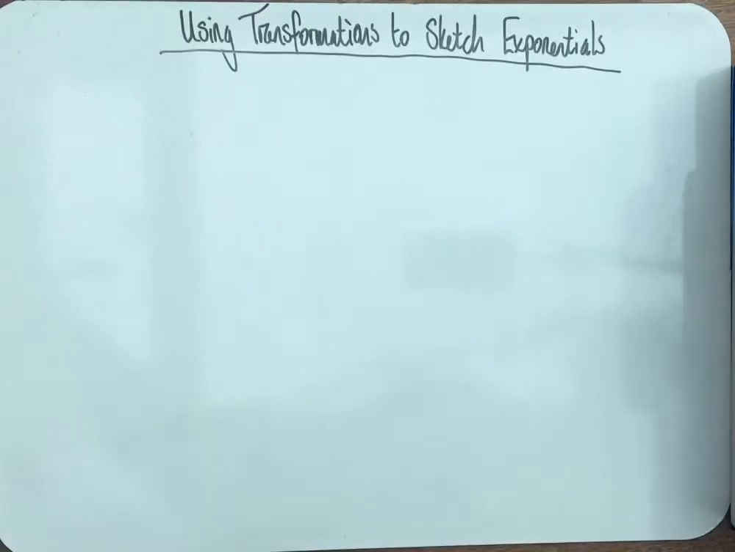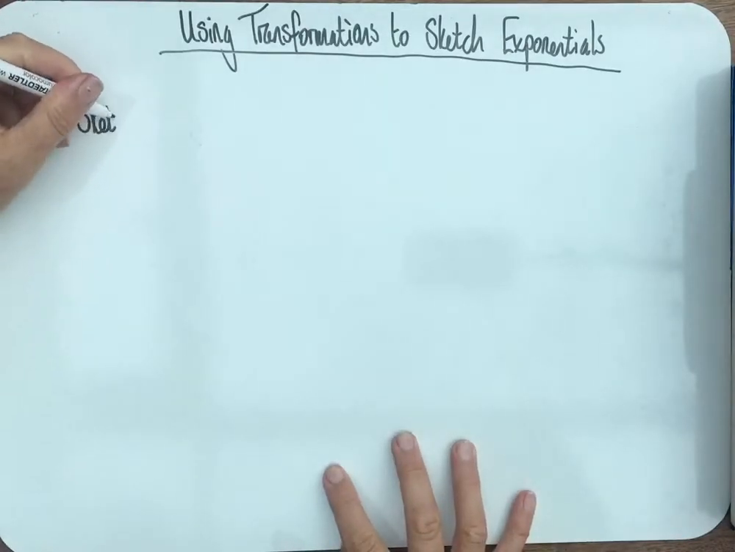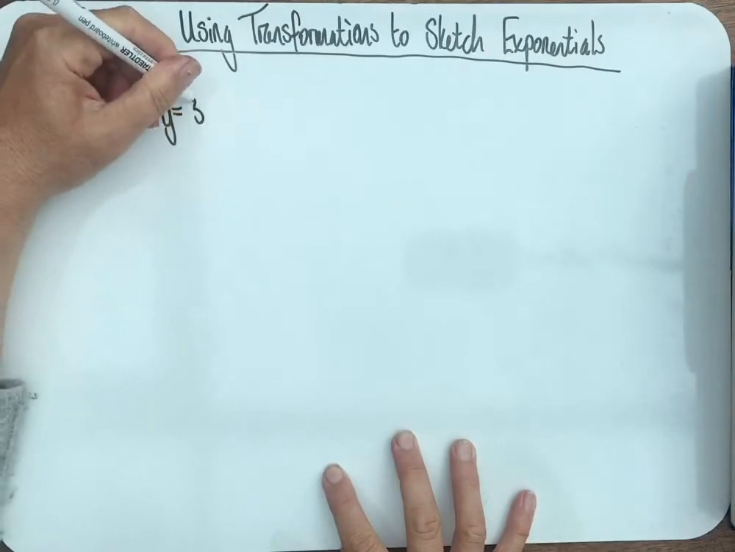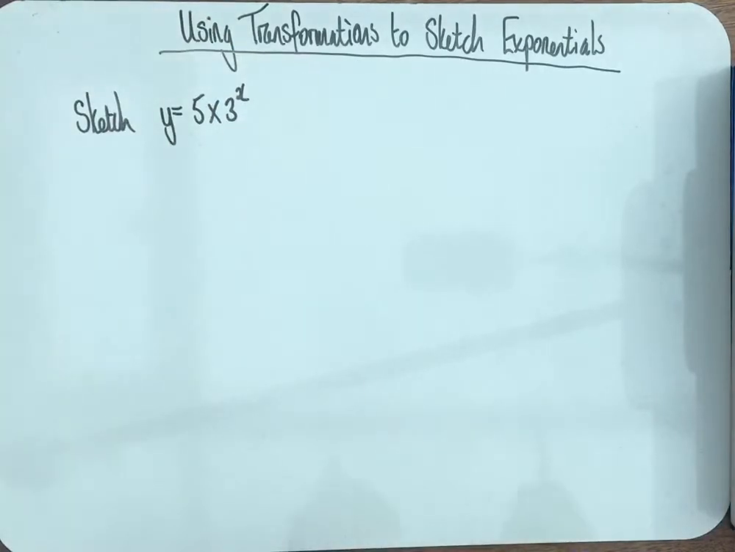Right, this video is on using transformations to sketch exponentials. I'll go through 4 graphs. I think that'd be enough. So the first one is sketch y equals 5 times 3 to the x. We've been doing a little bit of work on transformations, so it's quite timely, I guess.